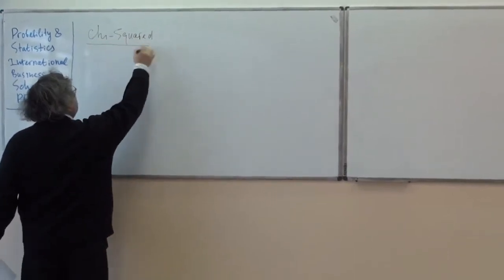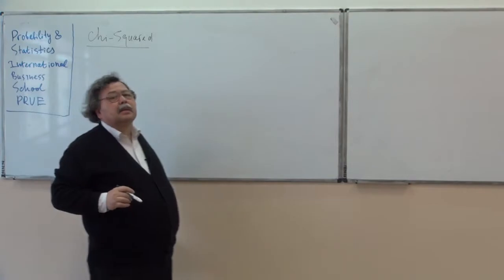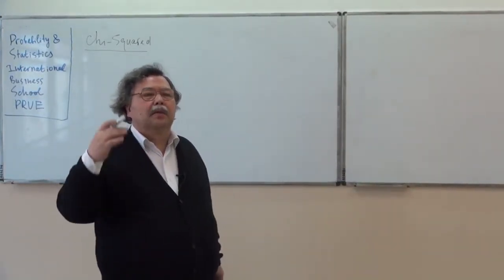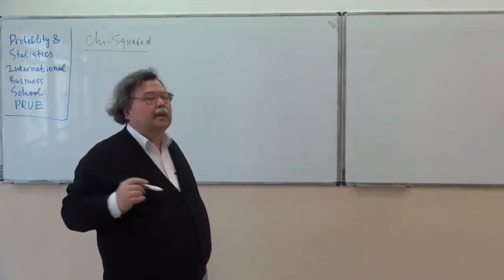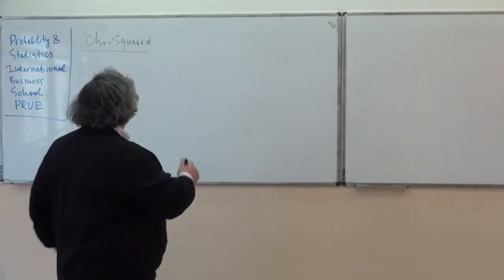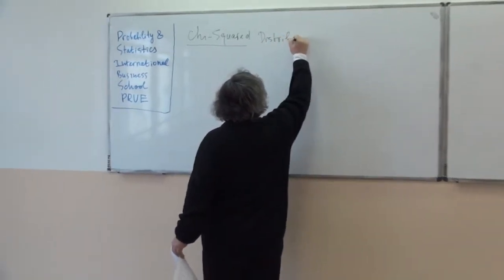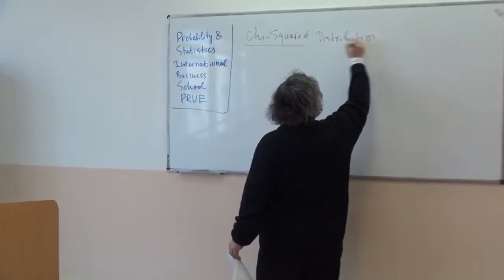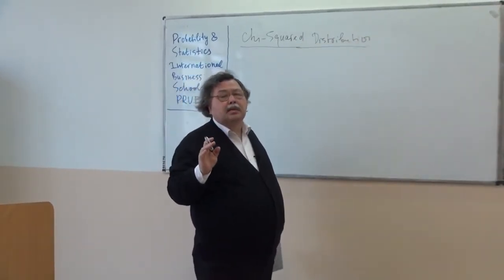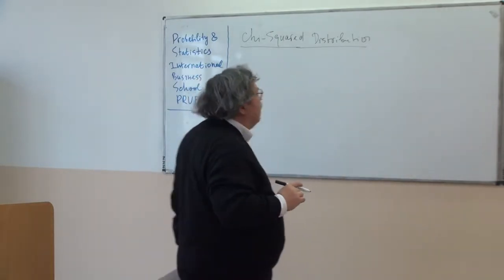Some authors write this chi-squared, other authors simplify it to chi-square without a d at the end. It doesn't really matter. Now, what is this about? Last time I just introduced this definition, but I think it makes sense to do it again.